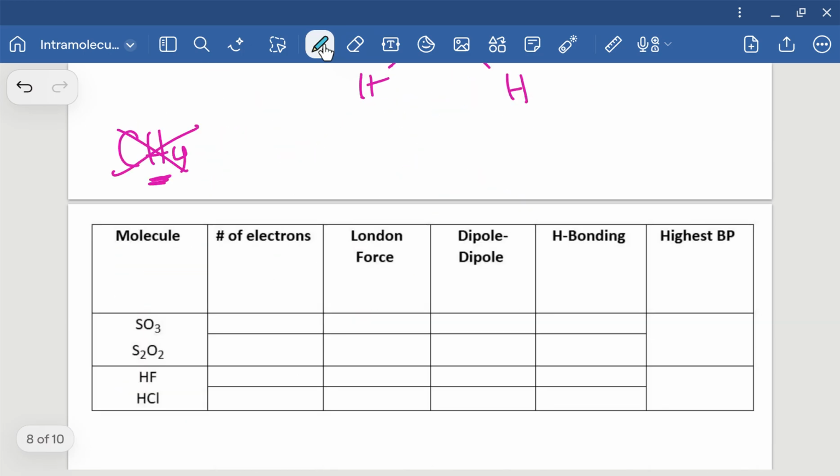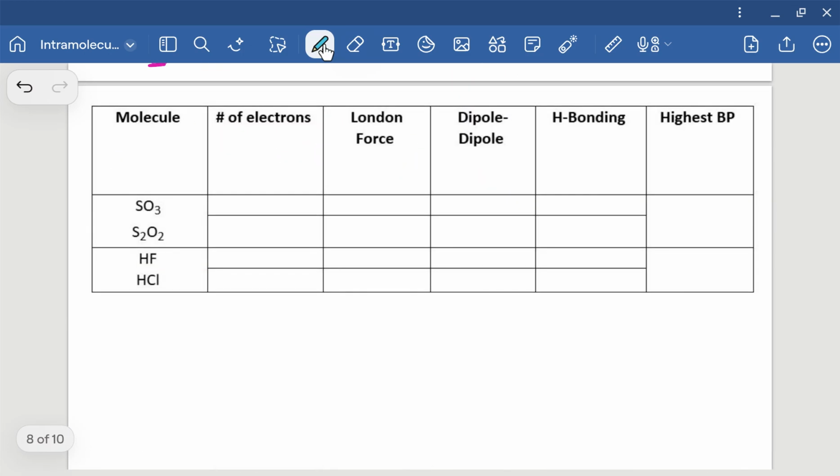So this is part of an activity that I used to give in Chem 20. And this is just comparing between the two molecules, which one would have the higher boiling point. So starting off with number of electrons, sulfur has 16, oxygen has 8, but there's 3 of them. So then that's a total of 40. S2O2, doing the same thing, just adding them all up, that's a total of 48. Now looking at forces, always with molecular compounds, you have LDF forces present.